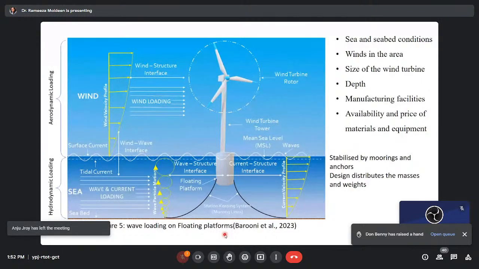And then the main thing is the mooring lines. The mooring lines should be such that they keep the structure in position while working. That is a station keeping system. So this is stabilized by moorings and anchors, and the design distributes the masses and weights properly. Another important thing is the manufacturing facilities nearby the site, and the availability and price of materials and equipment. So these are economic factors which will add up to the design.